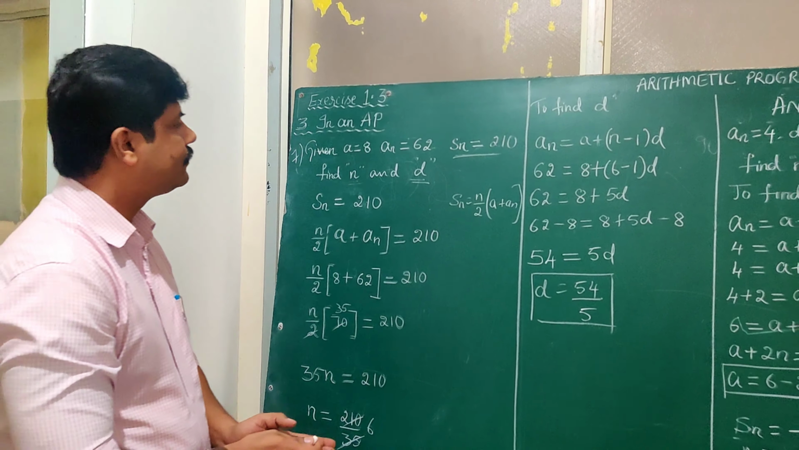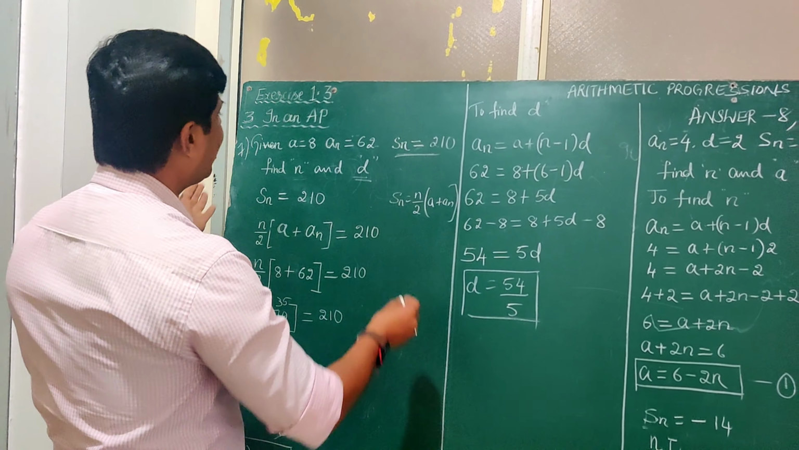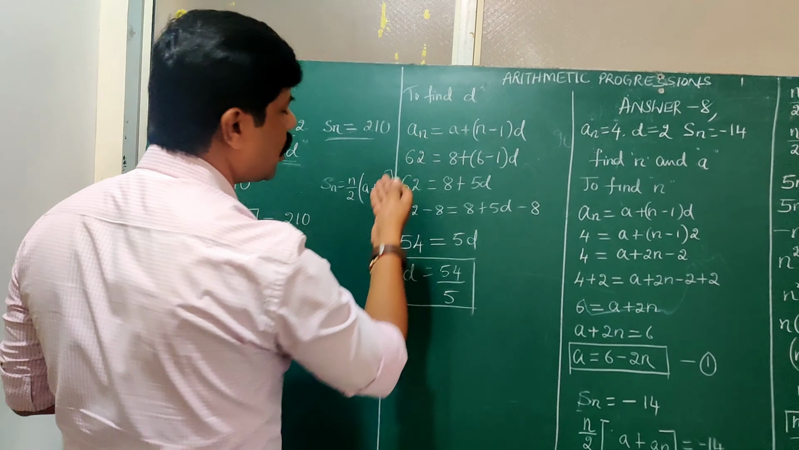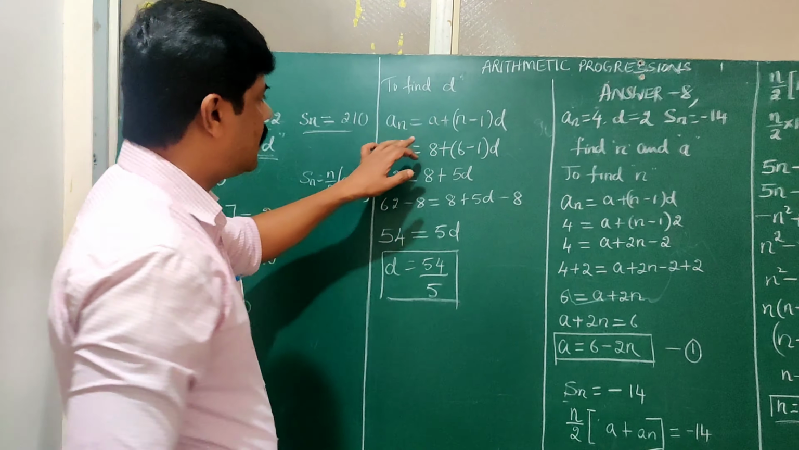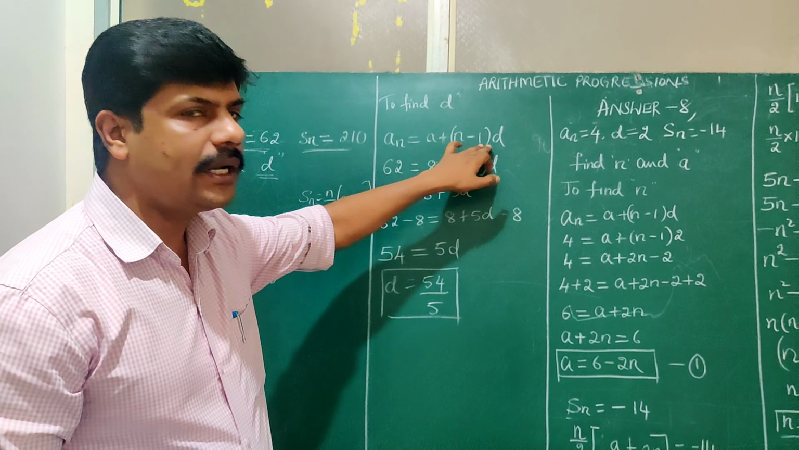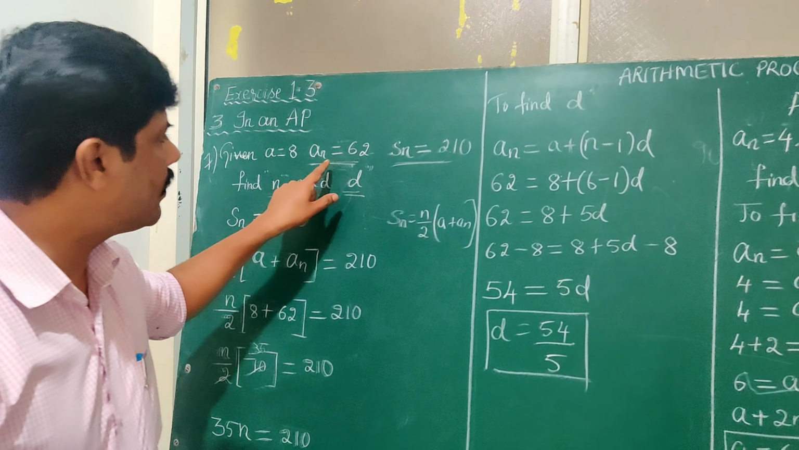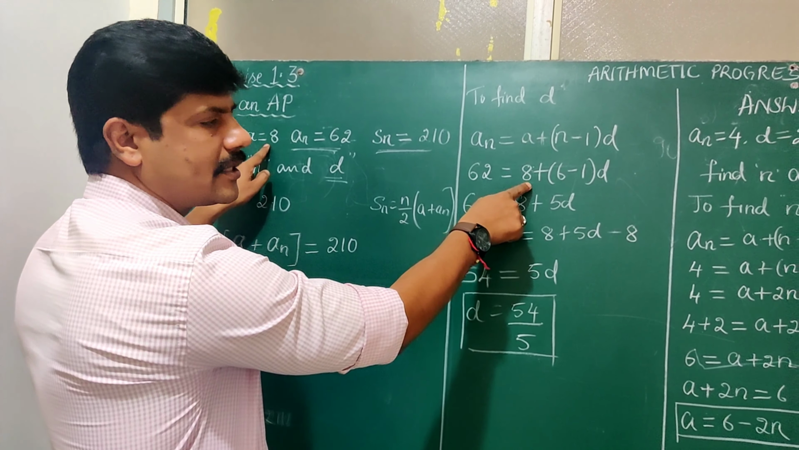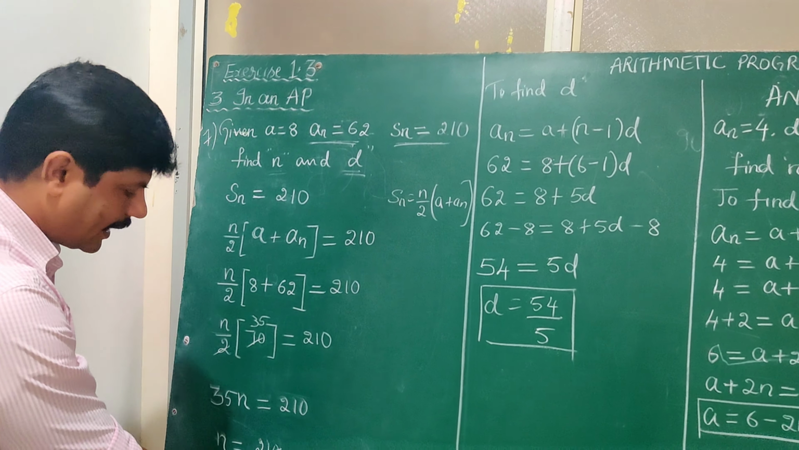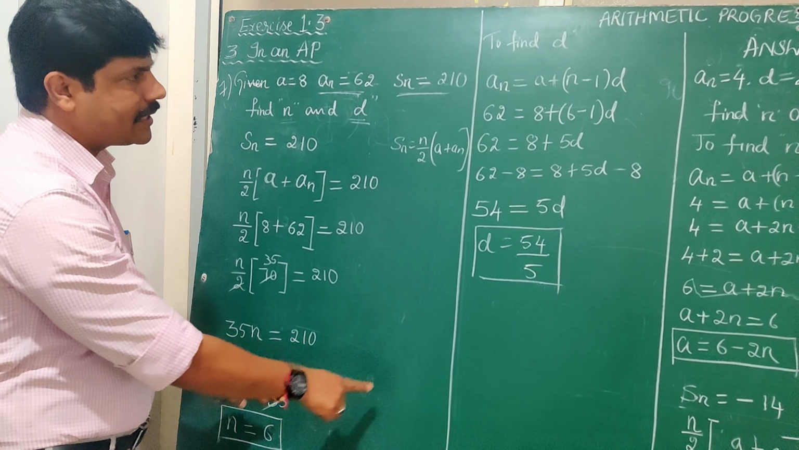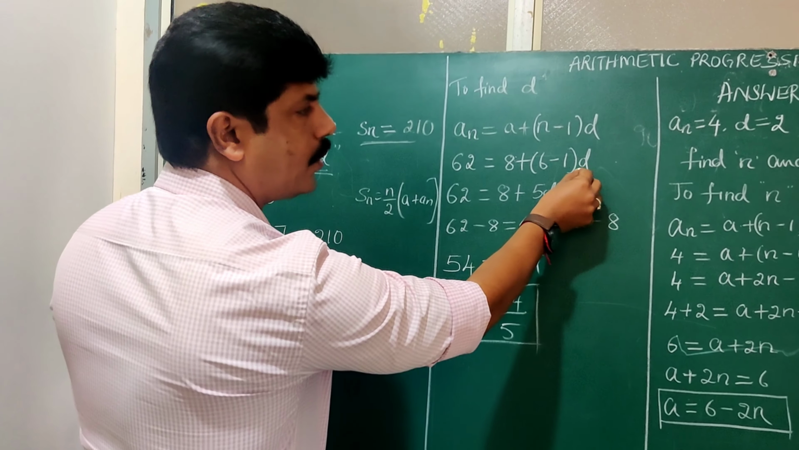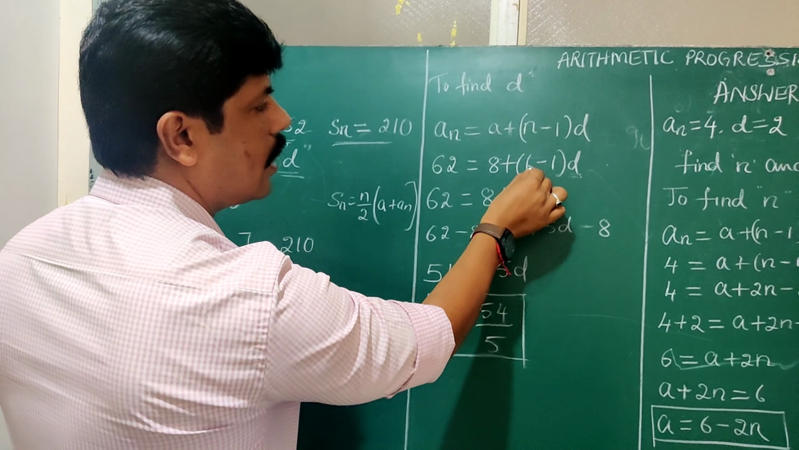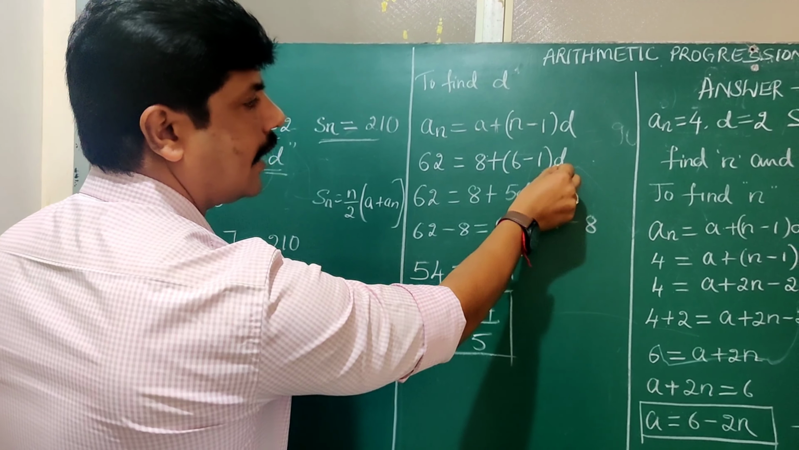Now, we will find the value of d by taking another clue given here: an is equal to 62. What is the nth term formula? an is equal to a plus (n minus 1) into d. an is given already as 62, a is also given. Substitute here, plus the n value we just found, n is equal to 6. Substitute (6 minus 1) into d. We are finding this d value. So 62 is equal to 8 plus, 6 minus 1 is 5, 5 into d is 5d.